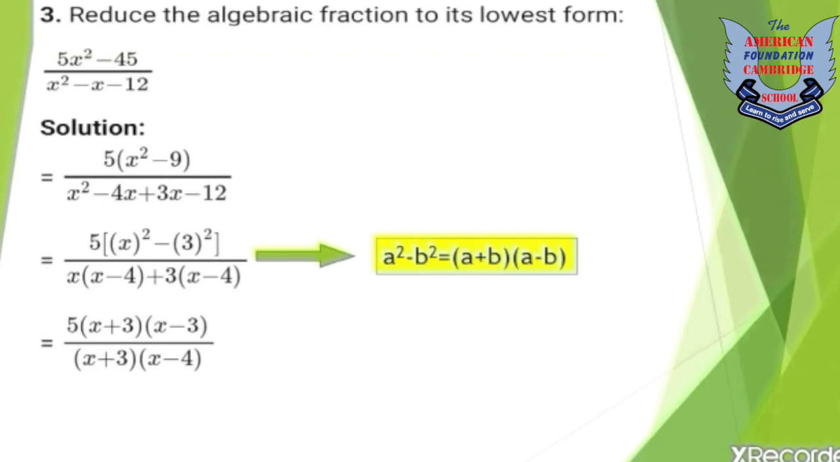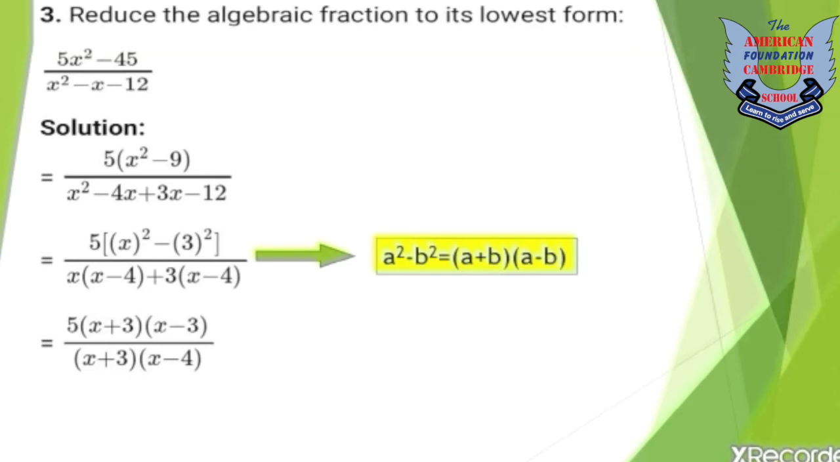Next step, in the numerator, x square minus 9 is a difference between two perfect squares, so it can be factorized using this identity: a square minus b square is equal to a plus b and a minus b. X square minus 9 can be written as x square minus 3 square. From the denominator, extract the common factors x and 3 by grouping the first two terms and last two terms of the given expression. After applying the identity, x square minus 3 square can be written as x plus 3 and x minus 3 along with the common factor 5.